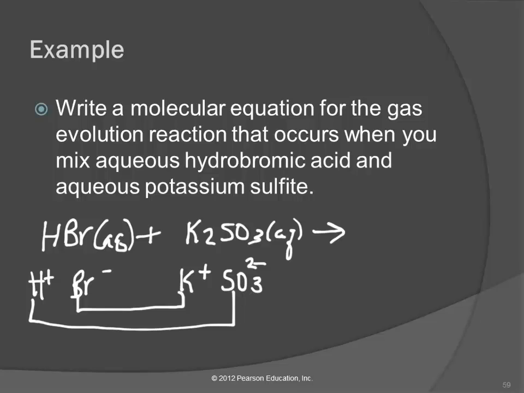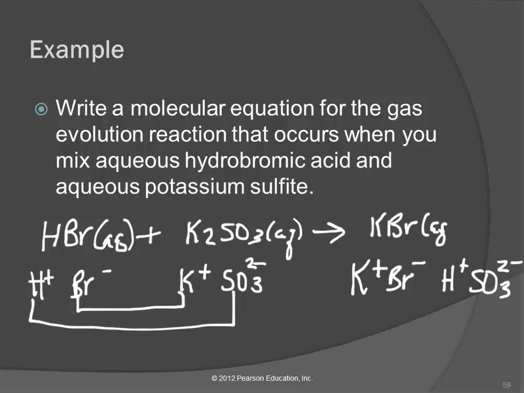So I'm going to just, for grins, put the potassium first. Potassium and bromide, and then hydrogen and sulfite. Write those charges in there. They're important. So potassium and bromide, that's KBr. If we look that up, we see that that's aqueous. And H plus and sulfite is going to be H2SO3. And that's where the remembering part comes in. H2SO3, that's one of those guys that's unstable.